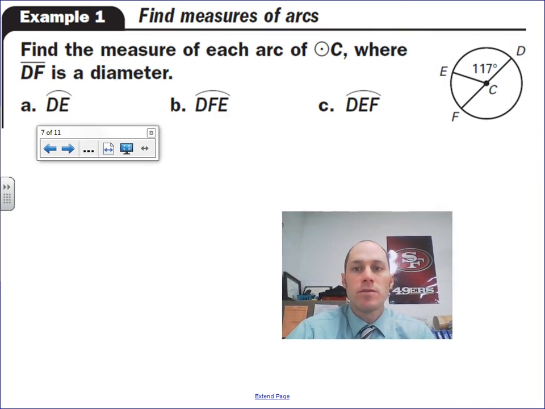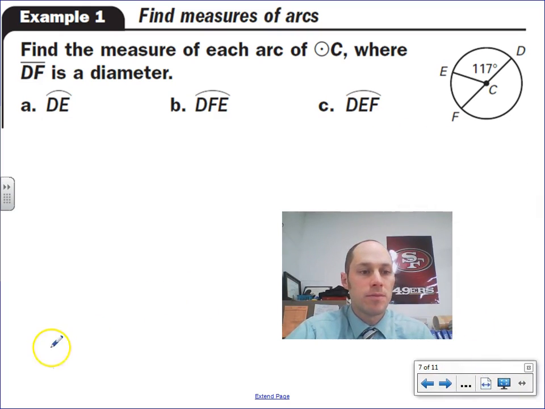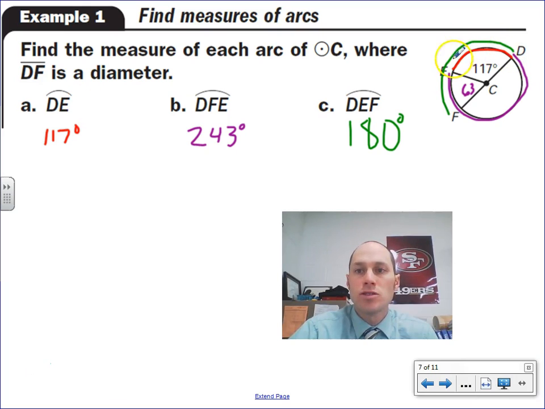I'd like you to pause the video and figure out if you can find the measures of these arcs. Restart it when you're ready to check it out. So the minor arc DE is 117 degrees because that's what its central angle is. DFE, the major arc, goes from D through F and finishes at E, and would be 243 degrees. You have 180 for the semicircle, and these two angles are a linear pair, so they're supplementary and add up to 180, which means this angle is 63. So 180 plus 63 is 243. And then DEF is that semicircle, so it's 180 degrees.